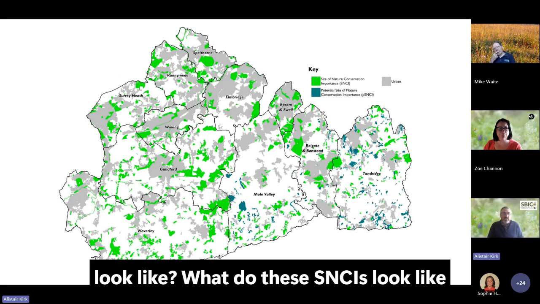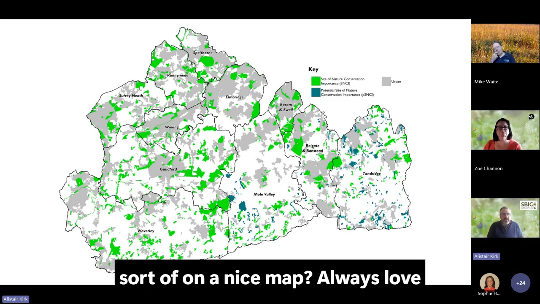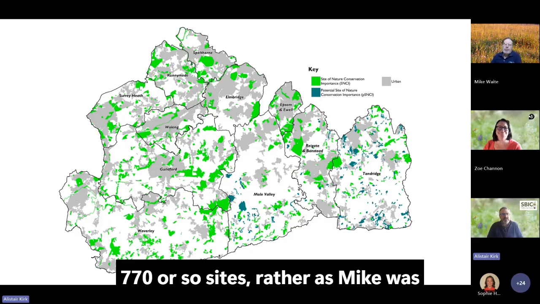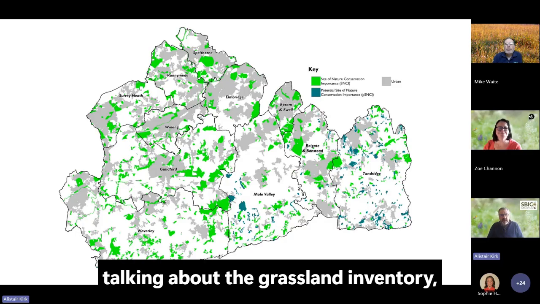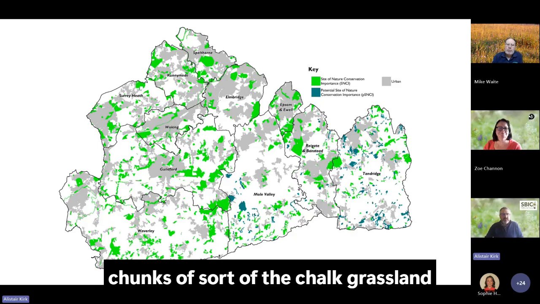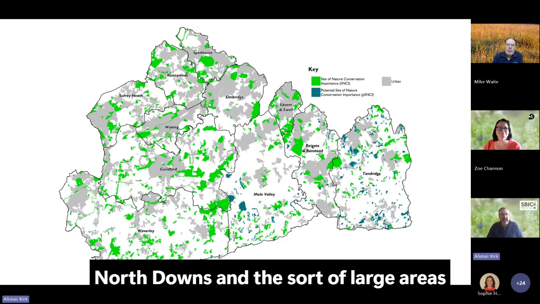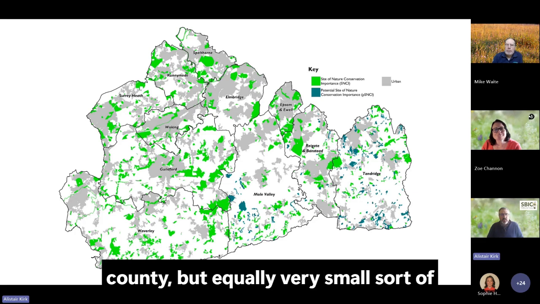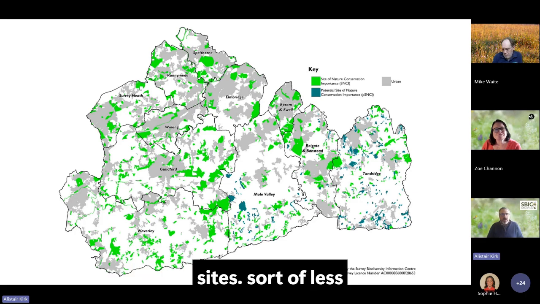What does that look like? What do these SNCIs look like on a nice map? Always love a nice map. So you can see here the 770-odd sites. As Mike was talking about with the grassland inventory, they vary very much in size, from large chunks of chalk grassland on the edges, across the North Downs, and large areas of woodland elsewhere in the county, but equally very small sites, less than a hectare.